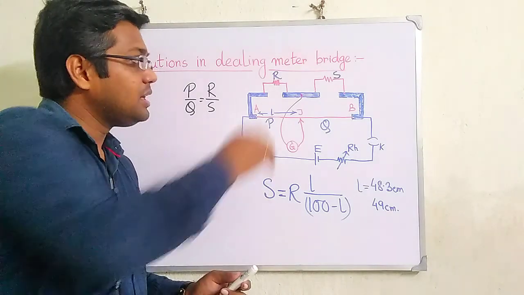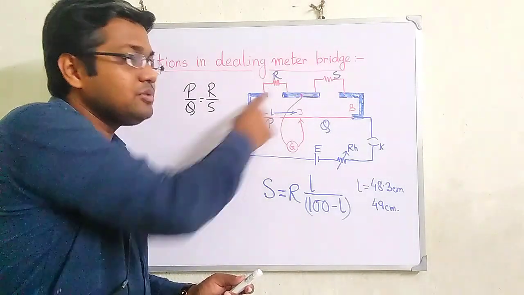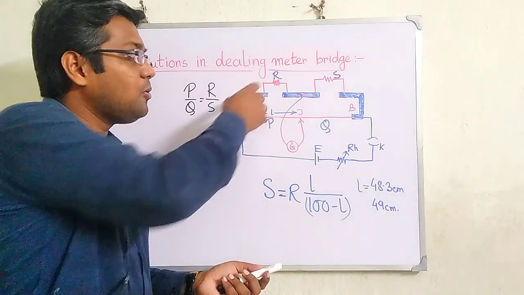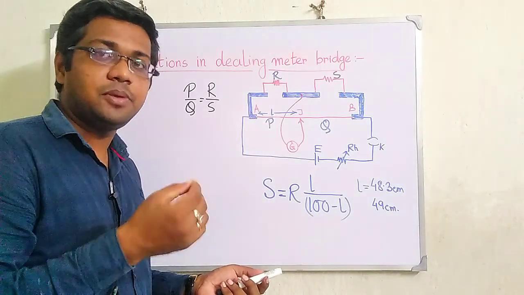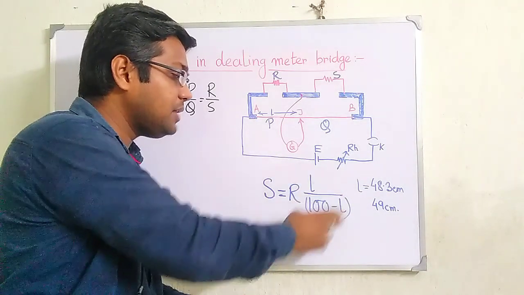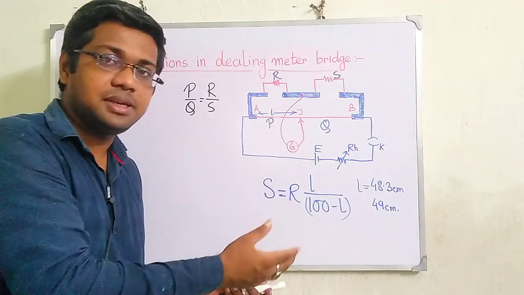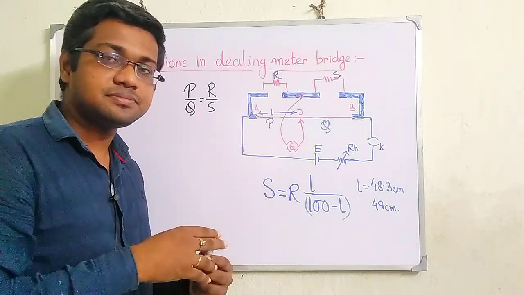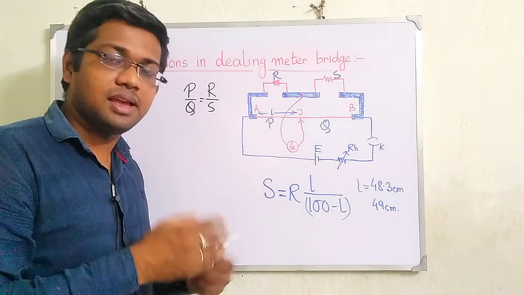It is a resistance box you have used, and its range is from 0 to 10 ohm. Whichever resistance you plug in, that is the value of capital R. If we put all the values in that expression, it is very easy to find the value of the unknown resistance. But the problem is something else.